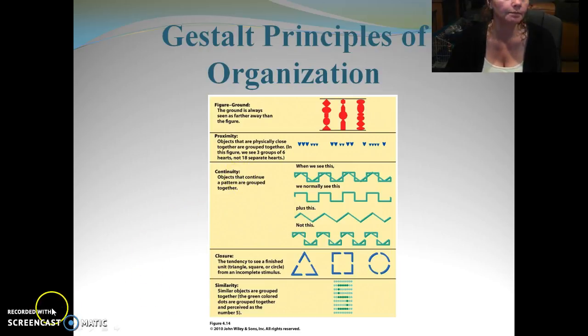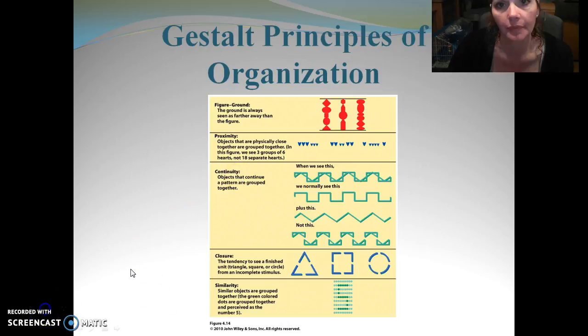Beyond form, our brain also needs to organize information. It organizes it based on proximity. When things are closer together, we see them as grouped and related. So we look at 2 groups here rather than 6 separate images, 3 groups rather than 6 separate images, and 3 groups again rather than 6 separate images.